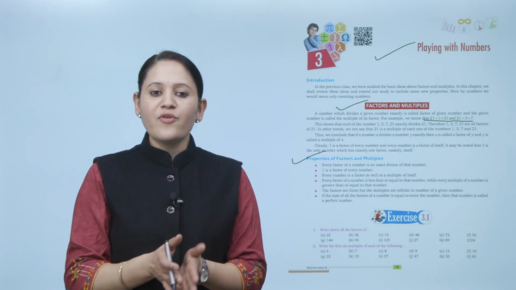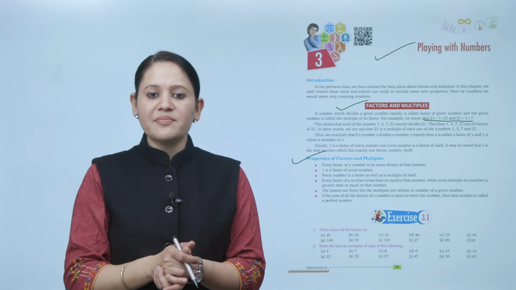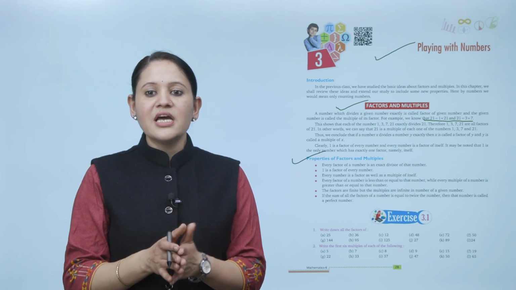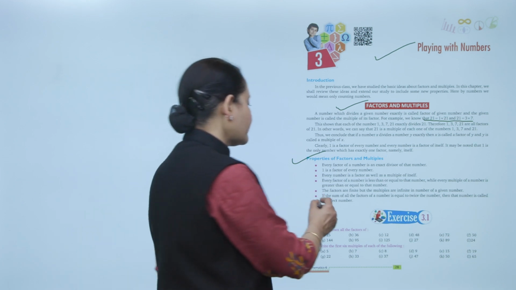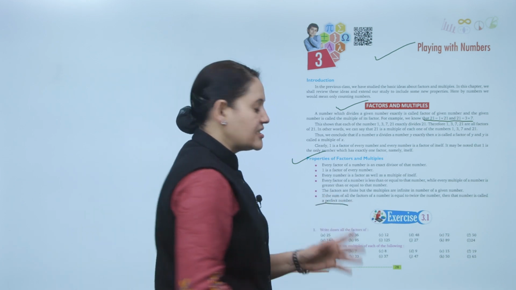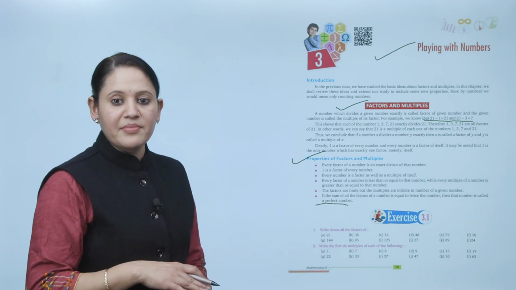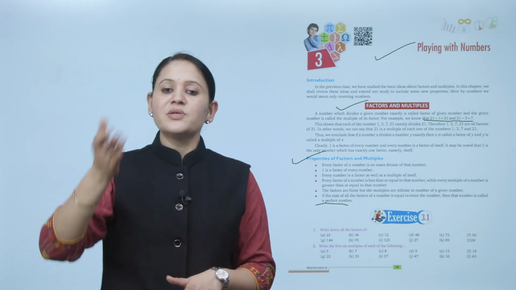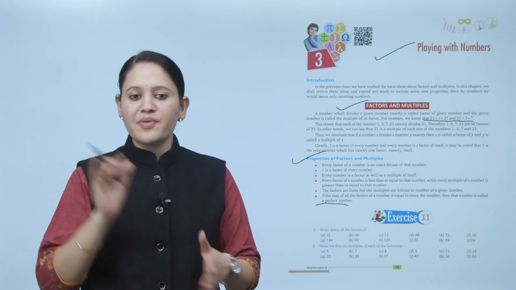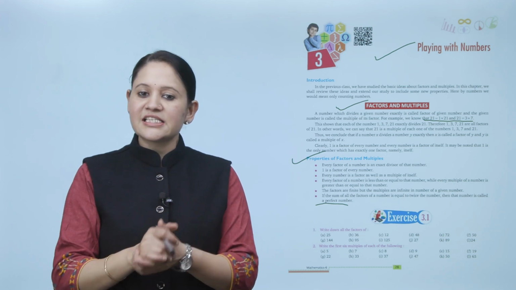If the sum of all factors of a number is equal to twice the number, then the number is called a perfect number. Clear? What is a perfect number? The sum of all factors of the number equals twice the number. Means the sum of the factors should be twice that number. That means that number is a perfect number. Clear? Next is exercise 3.1.